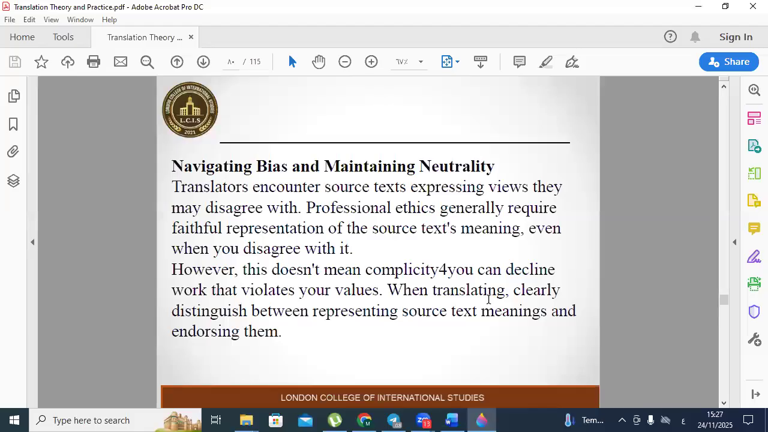Navigating bias and maintaining neutrality. Translators encounter source texts expressing views they may disagree with. Professional ethics generally require faithful representation of the source text, even when you disagree with it. However, this doesn't mean complicity. You can decline work that violates your values. When translating, clearly distinguish between representing source text meanings and endorsing them.